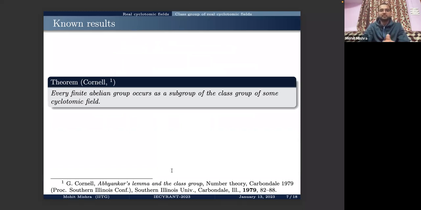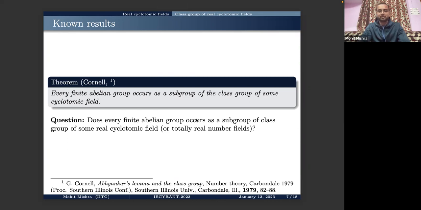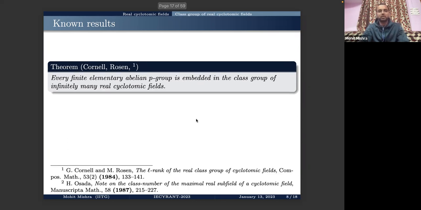Cornell in 1979 proved that if we start with any finite abelian group G, it occurs as a subgroup of the class group of infinitely many cyclotomic fields. Now, the same question can be asked for real cyclotomic fields or for totally real fields. So, a few years later, in 1984, Cornell along with Rosen proved that if we start with any finite elementary abelian p-group, then it can be embedded in the class group of infinitely many real cyclotomic fields.